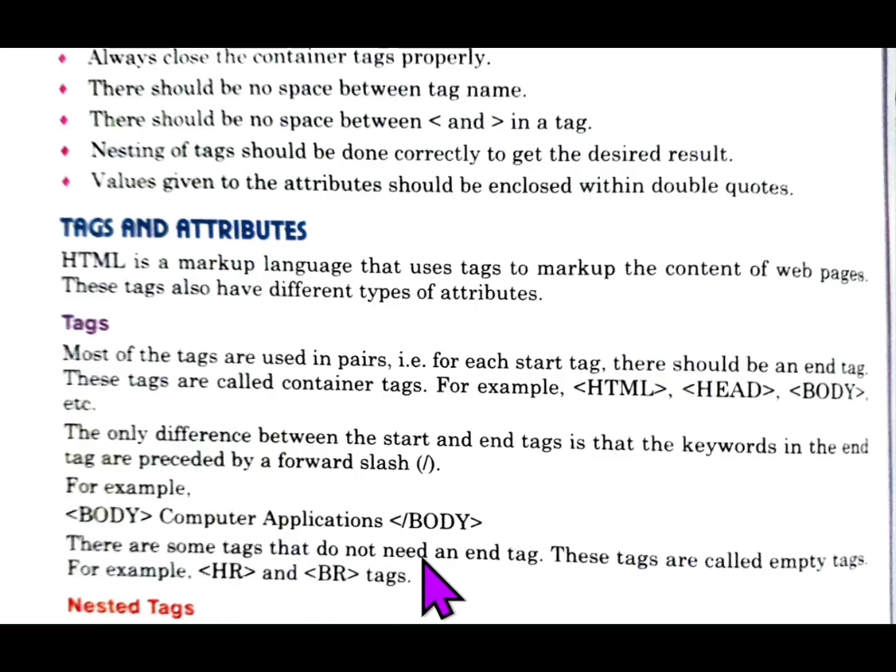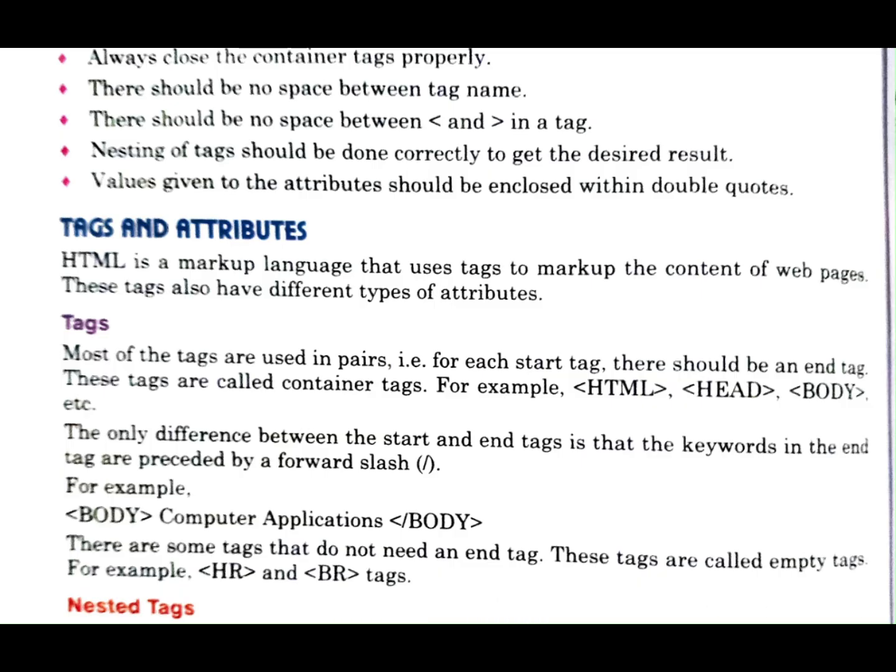There are some tags that do not need an end tag. These tags are called empty tags. इनको empty tag क्यों बोलते हैं? Because जहाँ पे हमें कुछ edit करना होता है या हमें कोई भी changes चाहिए होते हैं, जैसे HR tag is used to make a horizontal line, BR tag is used to break the line, मतलब it works as an enter key. तो इसलिए हम इसका end tag यूज़ नहीं करते हैं, और because ये पेयर में यूज़ नहीं होते हैं, that's why these are all empty tags.